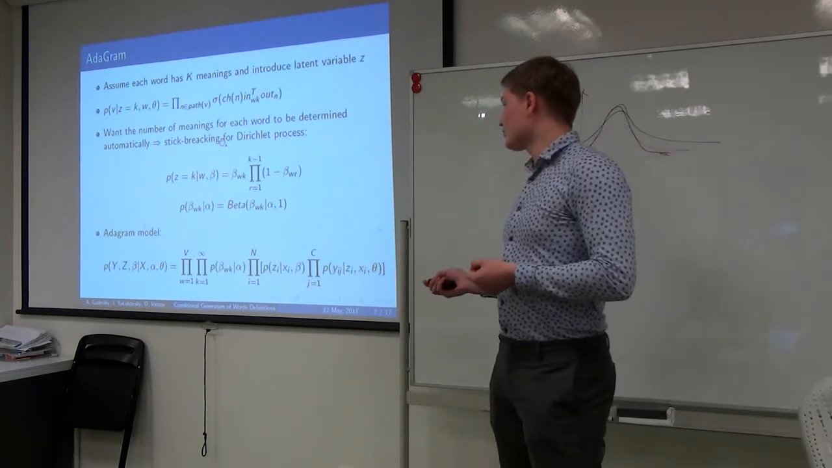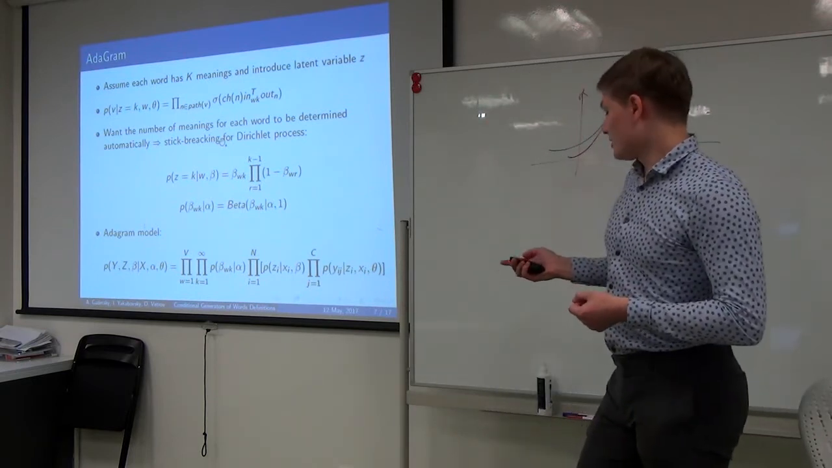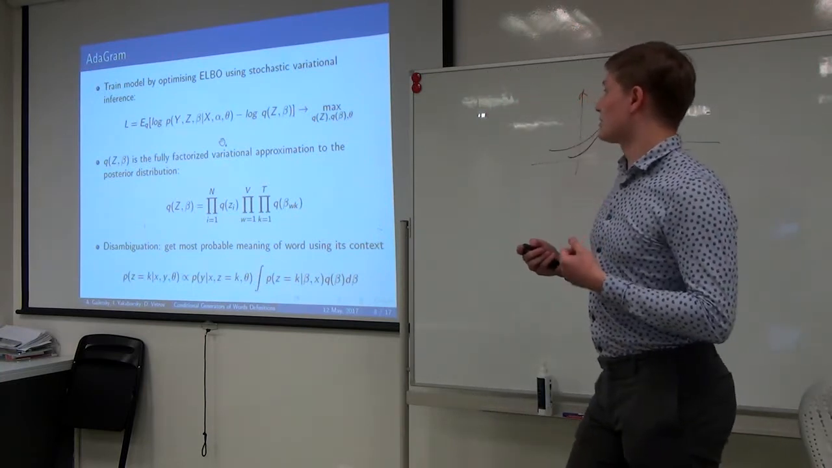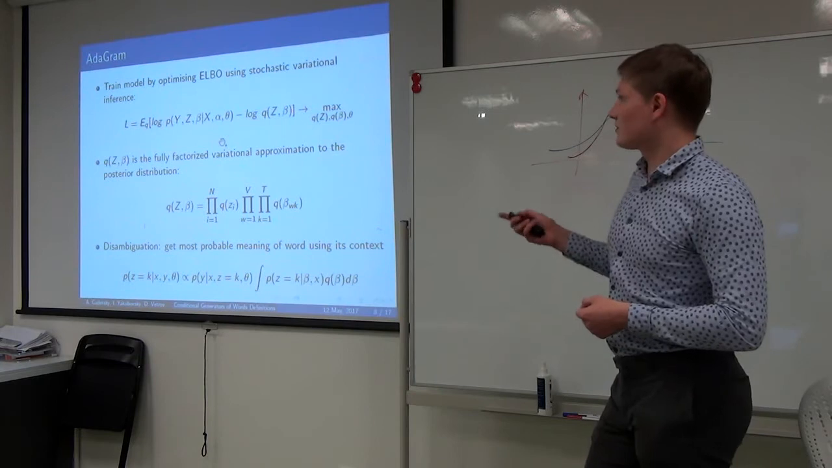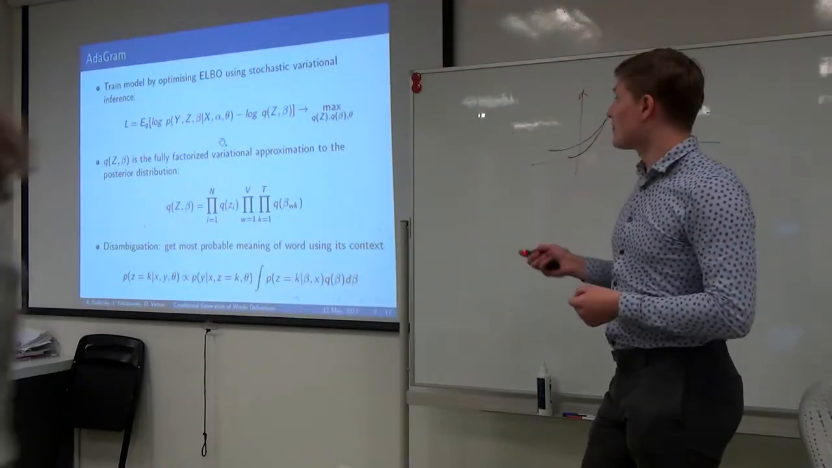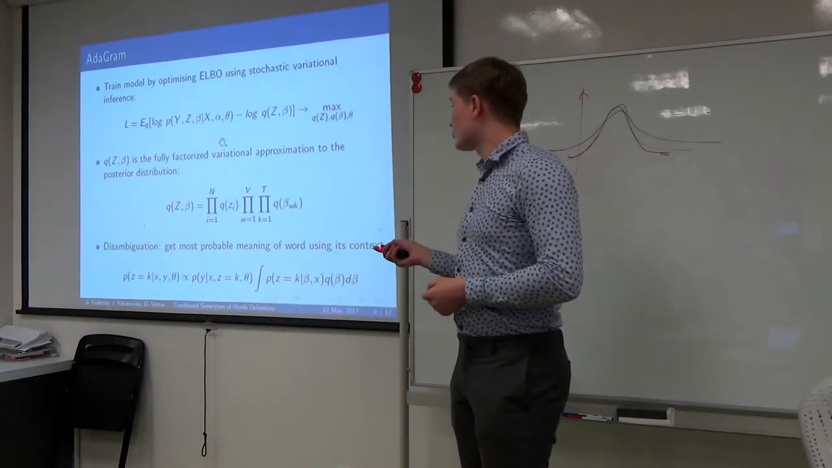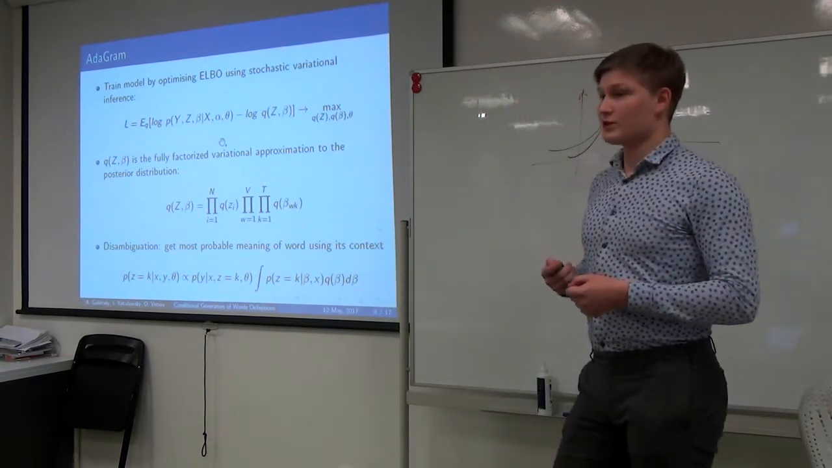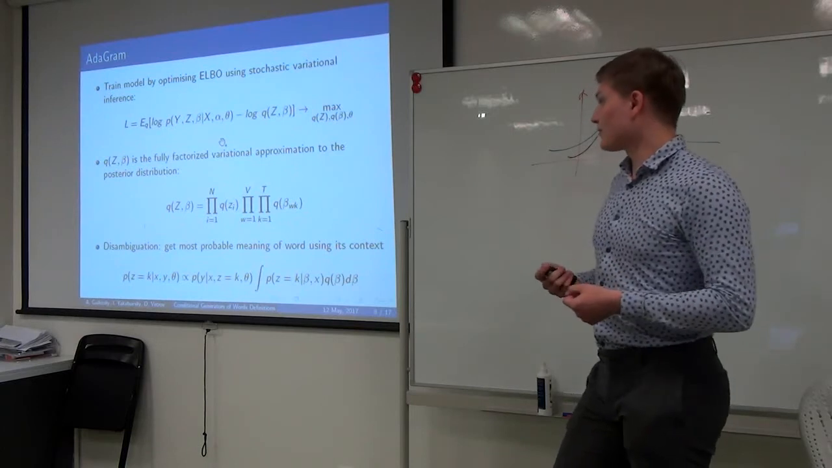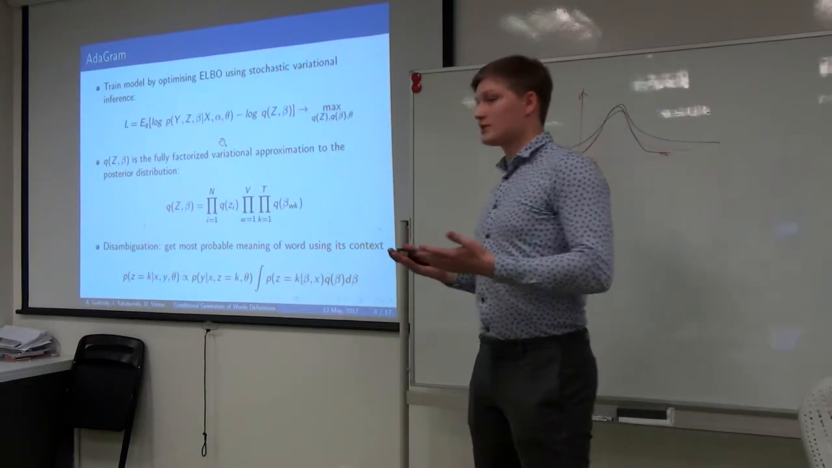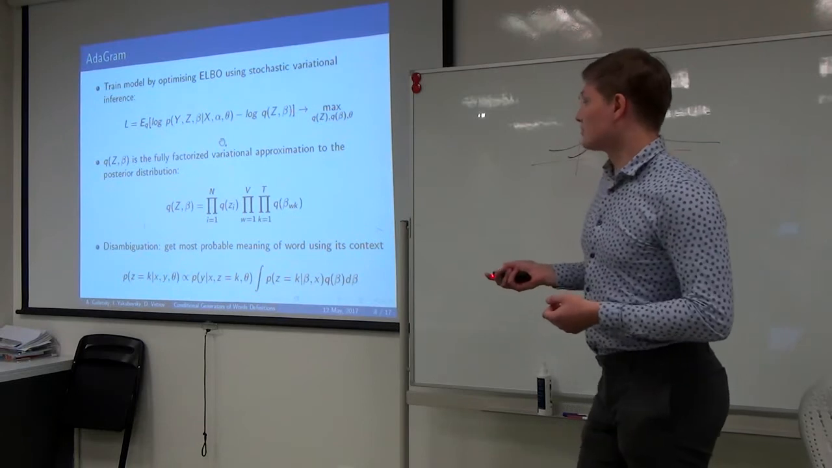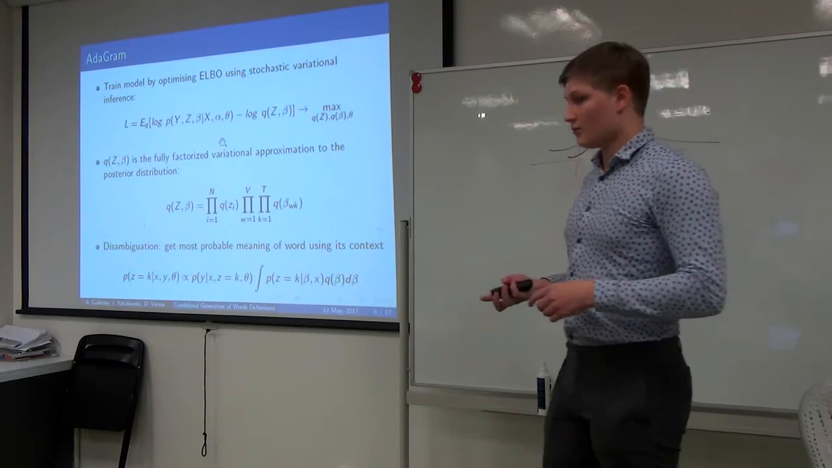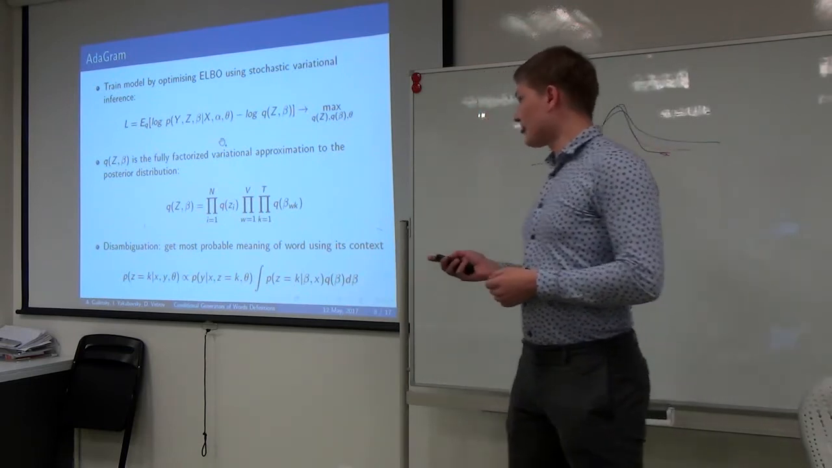The joint probability of this model can be written as follows. Then it is optimized by stochastic variational inference, optimizing the variational lower bound. And Q of Z and beta is the fully factorized variational approximation to the true posterior distribution. Okay, after training, we need an operation called disambiguation. It is getting the most probable meaning of a word using its context. We will need this in the future.